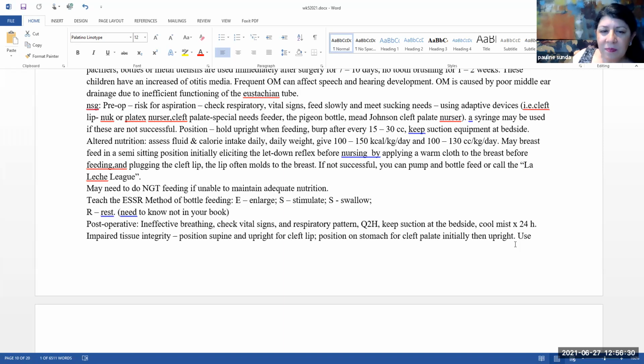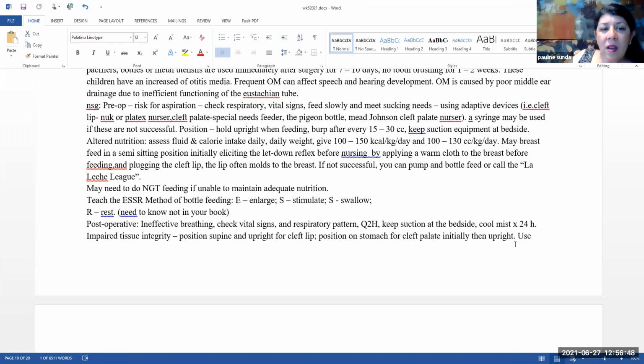You want to position the child very upright when you are feeding them, and then burp them after every 15 to 30 milliliters. You want to keep suction equipment at the bedside in the event of aspiration.